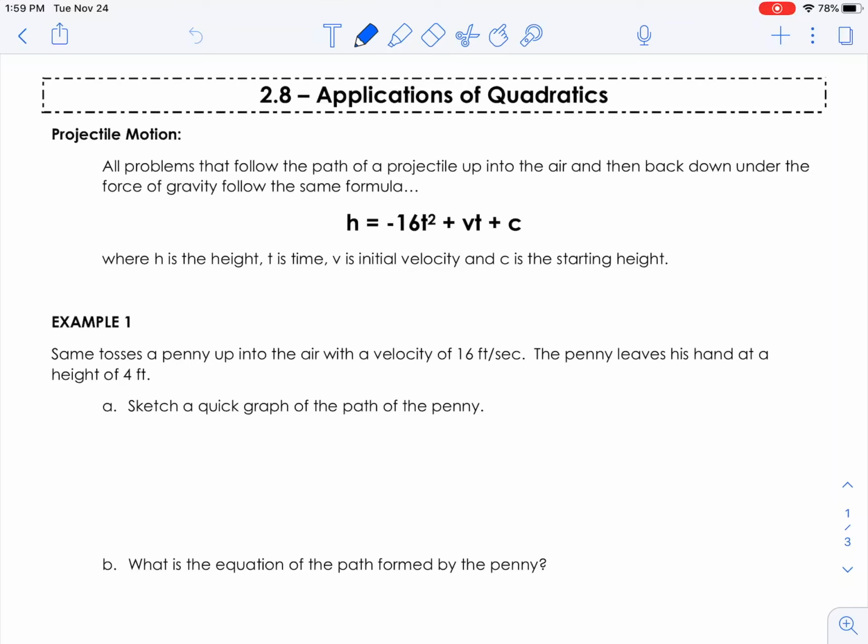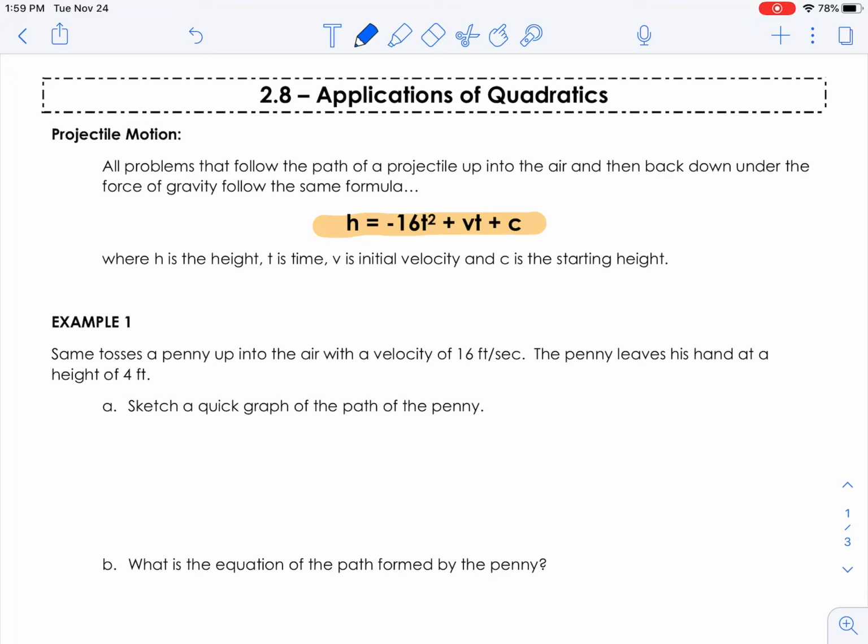Hi everybody, welcome back. Today we are going to be working on section 2.8, which is applications of quadratics. Today we'll be studying projectile motion. So if you imagine tossing a ball up in the air or a rocket launching, where it would form a parabola or a parabolic shape, that would be projectile motion. All problems that follow the path of a projectile up into the air and then back down under the force of gravity follow this same formula.